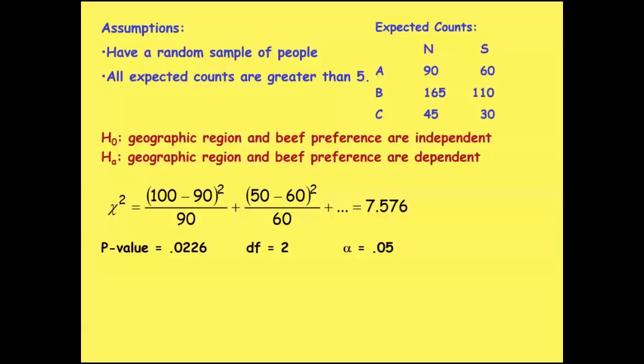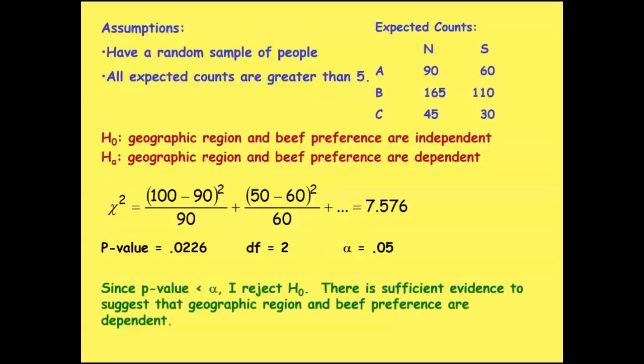Alright, now what? Well, our p-value is clearly smaller than alpha. 2% is a lot less than 5%. We get excited about that. That means we were successful in gathering evidence. So since p-value is less than alpha, I reject the null. There is sufficient evidence to suggest the geographic region and beef preference are dependent. Not a shock to us Texans.